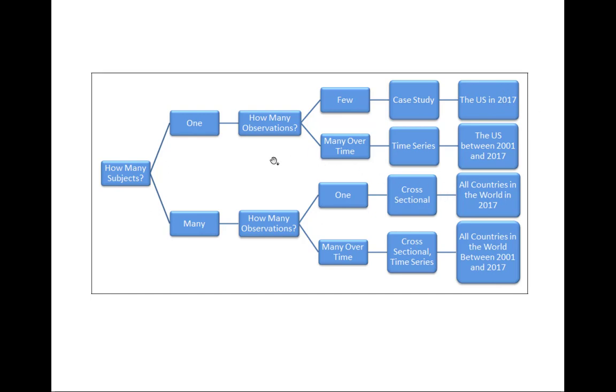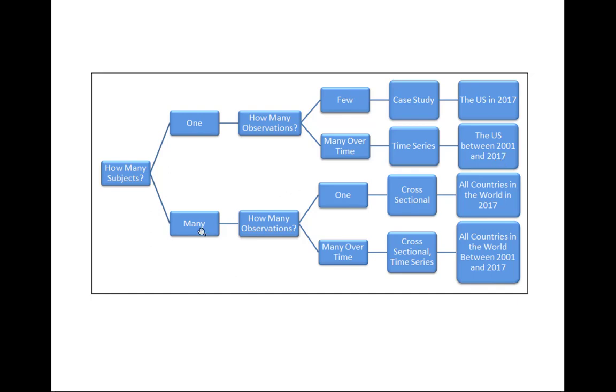If your variable only applies to one subject, but you have multiple observations for that subject over time, then you have a time series variable. An example of this would be studying democracy in the United States between 2001 and 2017. There would only be one subject, the United States, with multiple observations between 2001 and 2017.